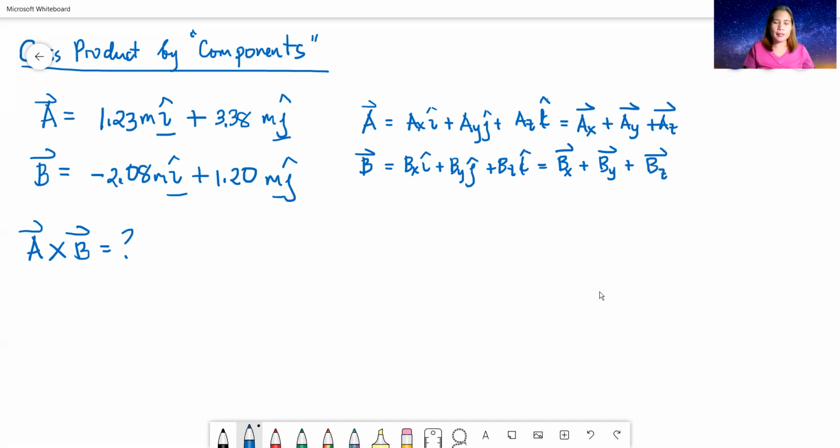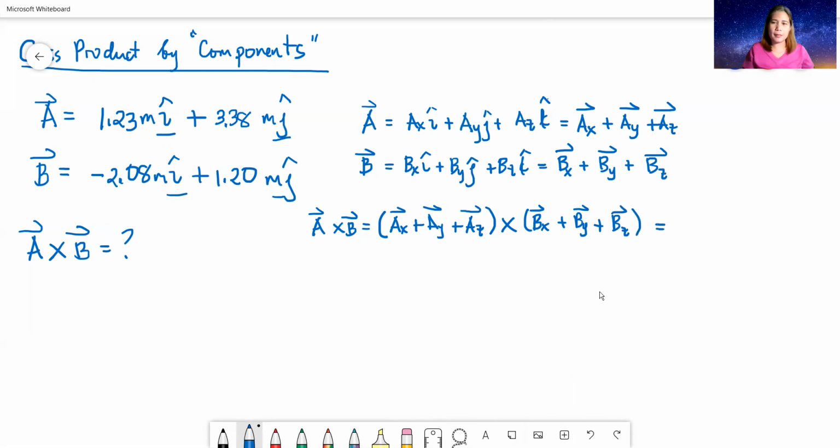So if we get the cross product of A cross B, then it means that these components of A would be distributed to the cross product of B. Let's write the components here: ax, ay, az, cross, B, so we have bx plus by plus bz. Let's give this a new name. Let's call this vector C. So C is the cross product of A and B.